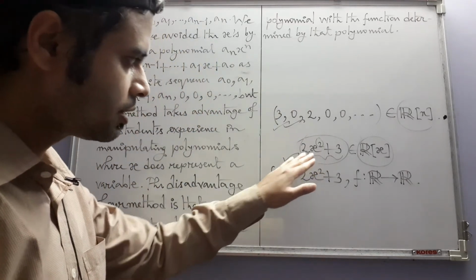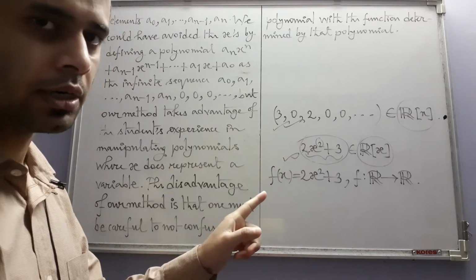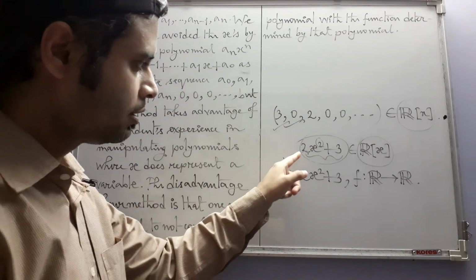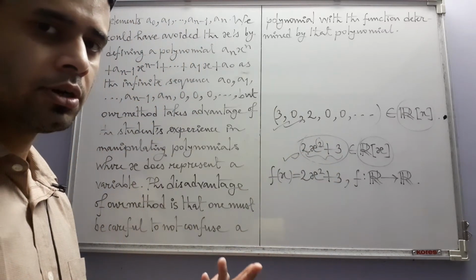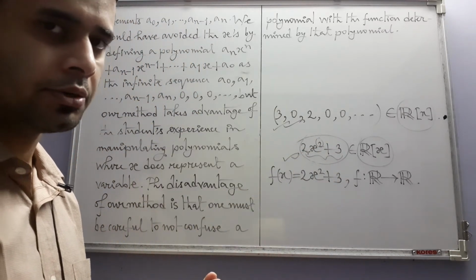We are using this because we are more familiar with it. That is the advantage. But the disadvantage is that while doing this, we should not think that these are functions. That is, we should not think that x is an unknown ring element.